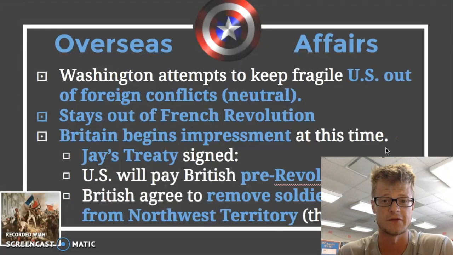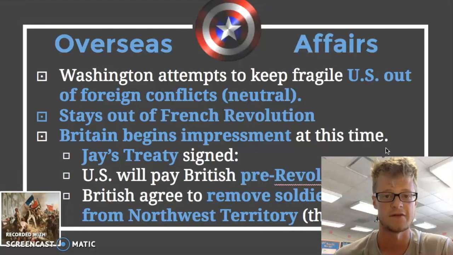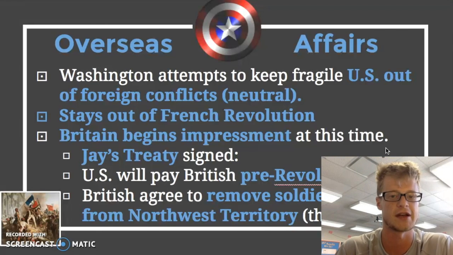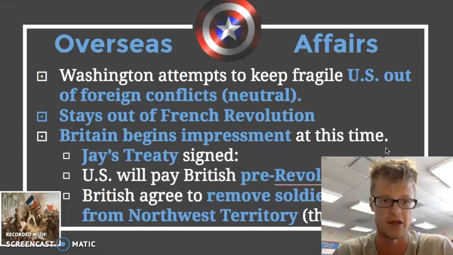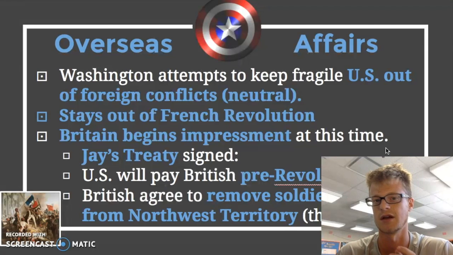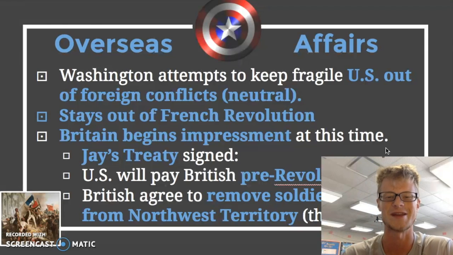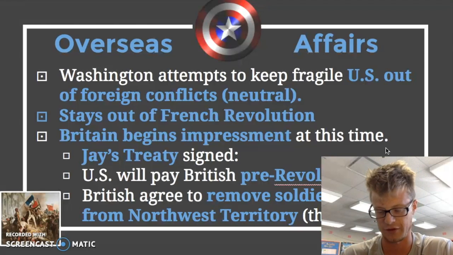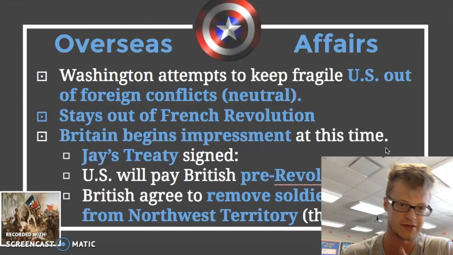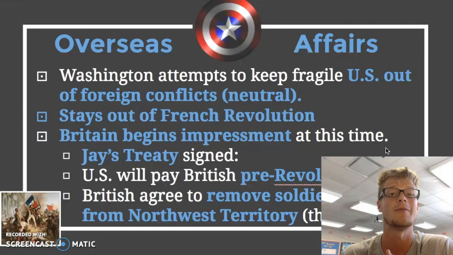So in terms of overseas events, Washington's foreign policy can be really summed up by one word, and that's neutrality. Washington really tries to keep the very baby, very precious United States out of foreign wars in order to make sure that it survives. So, for example, when the French Revolution starts, just after the American Revolution, Washington sits back and watches France burn and does not offer any assistance, even though they had signed a treaty with the French king at that time, who was now dead when the French Revolution started, that they would come and assist them.